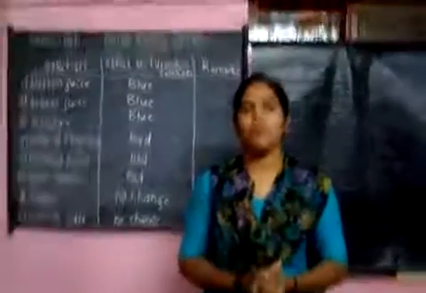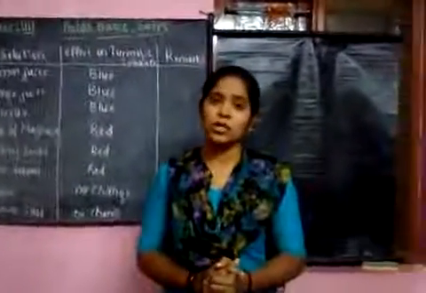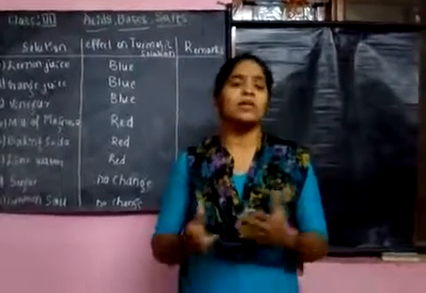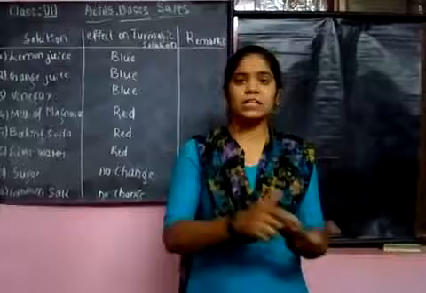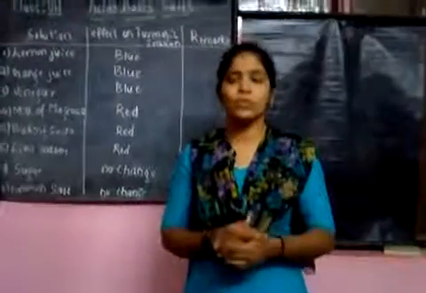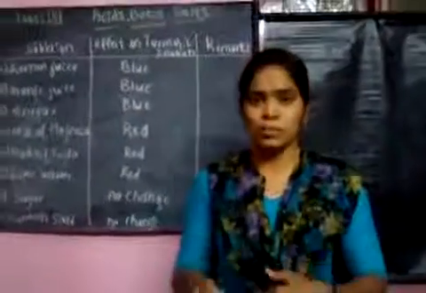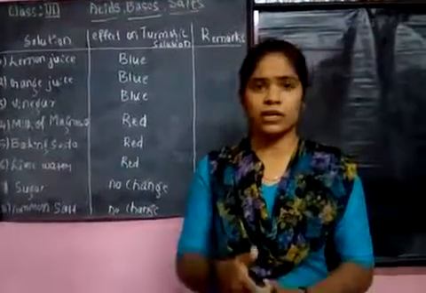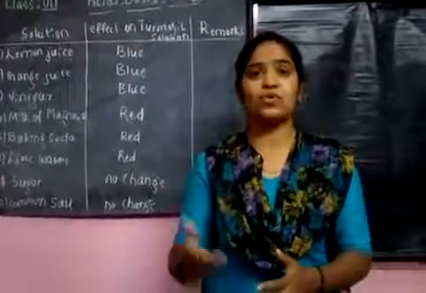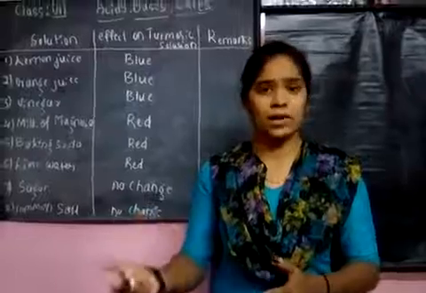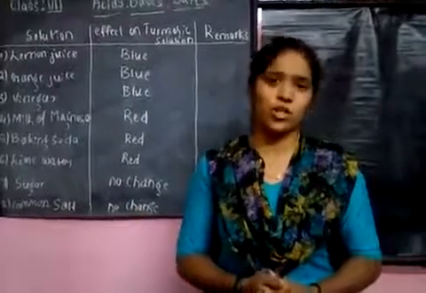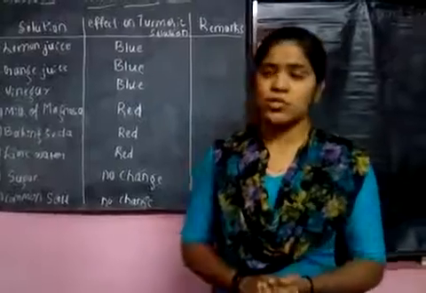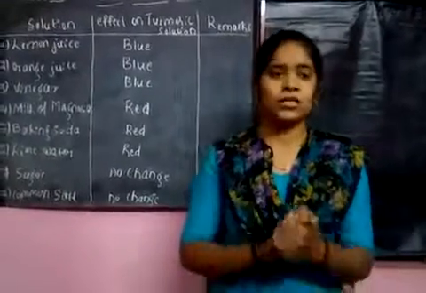Then there is one more condition, that is the neutral condition. What is that neutral condition? It lies between acidity and basicity. When you put the blue litmus or red litmus in any solution which is in a neutral condition, there is no change in the litmus paper color. Then we call it a neutral condition. It is neither acidic nor basic. So this is what you have learned in the previous class.